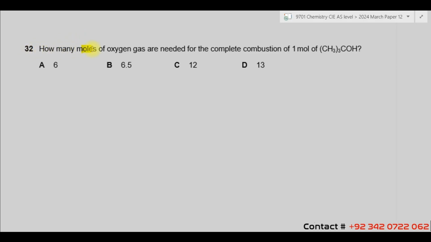Question 32. How many moles of oxygen gas are needed for complete combustion of 1 mole of this alcohol?